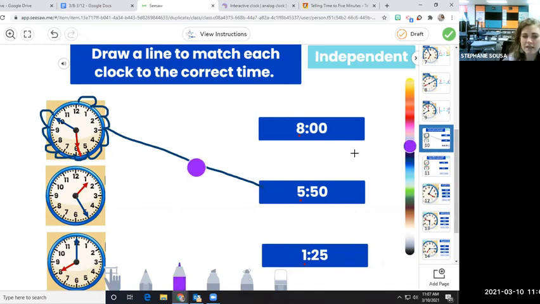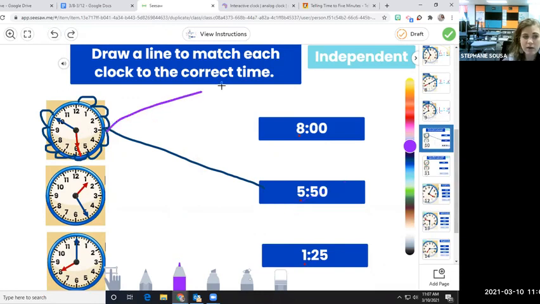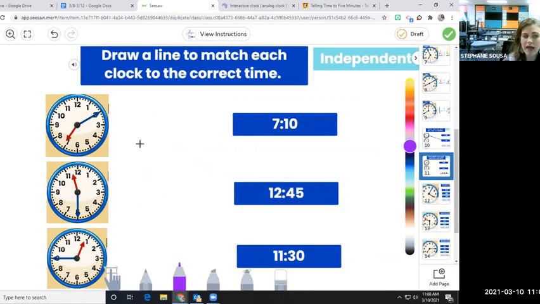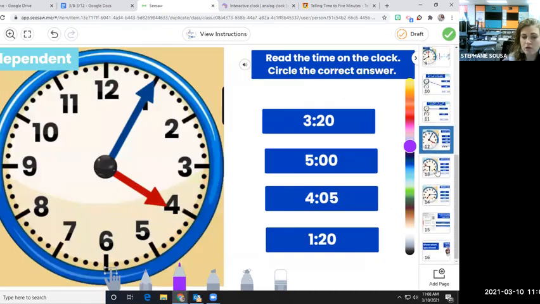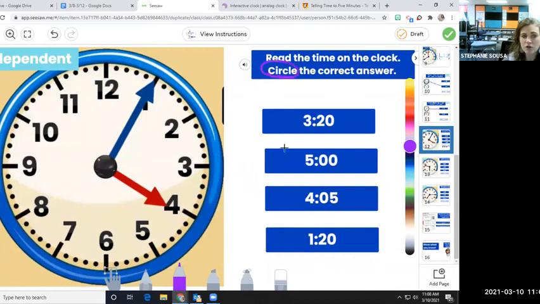Look at my line. Notice that my line does not look like this. First of all, that's not a line, that's a squiggle. Notice that it's not going like this. We're going to make this very easy to read and see, okay? Straight lines, straight from the clock, straight to the answer. So for each clock on slides 10 and 11, you're going to draw a line connecting the clock to the time.